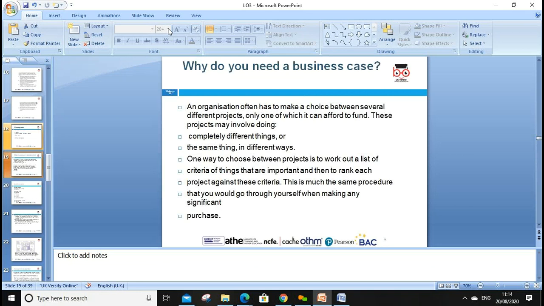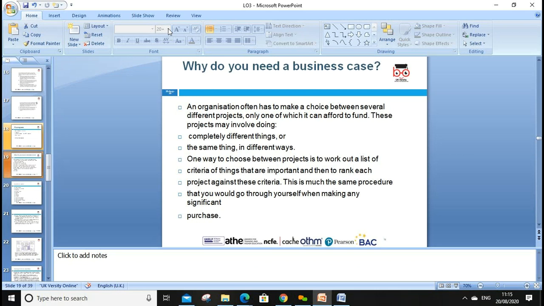What is meant by business case? We can make a case, and that can be a project. Like we have a problem or an issue in the organization we want to solve, and this will be our project. An organization often has to make a choice of several different projects, only one of which it can afford to fund, and these projects may complete different things, or the same things in different ways.